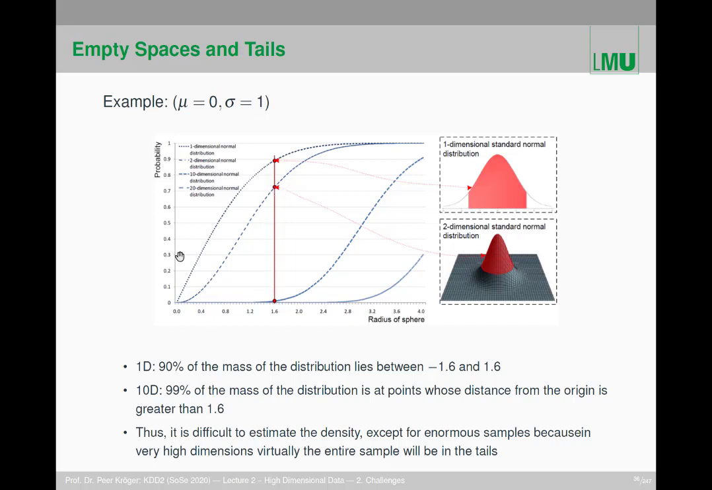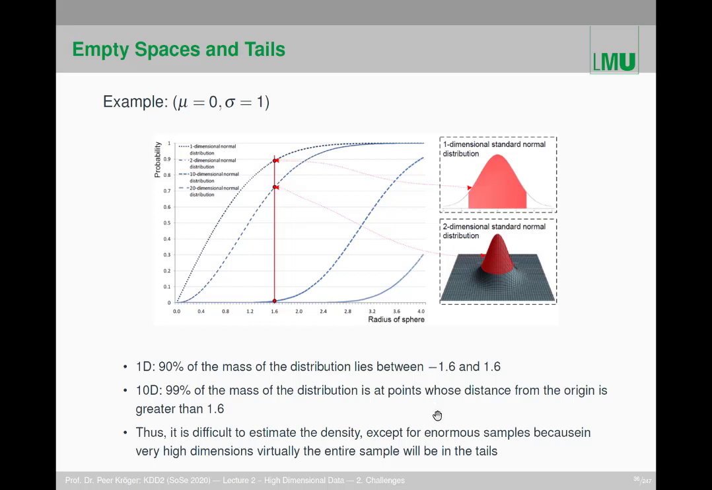Now if you go up with the dimensionality, here is the two-dimensional case, so the curve looks like this one. For the same radius, it's not 90% anymore, it's roughly 70%. And if you go down here to 10 dimensions, this is the curve for 10 dimensions, 99% of the mass of the distribution is not within the sphere. This is the number of points that are within the sphere. Nearly all of the points are outside of the sphere, in these areas around the tails of the distribution.